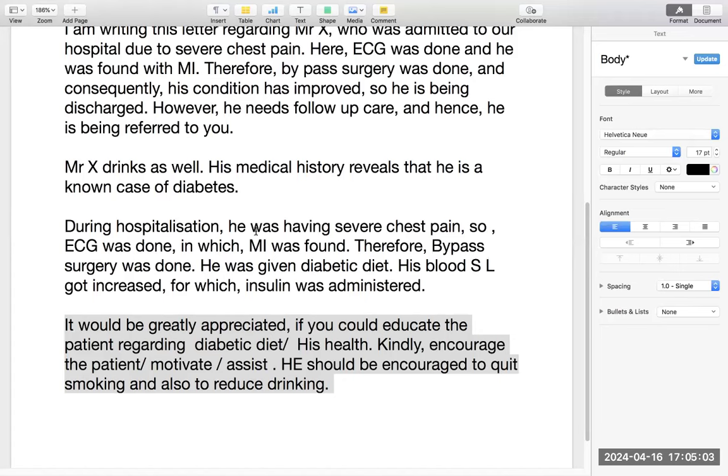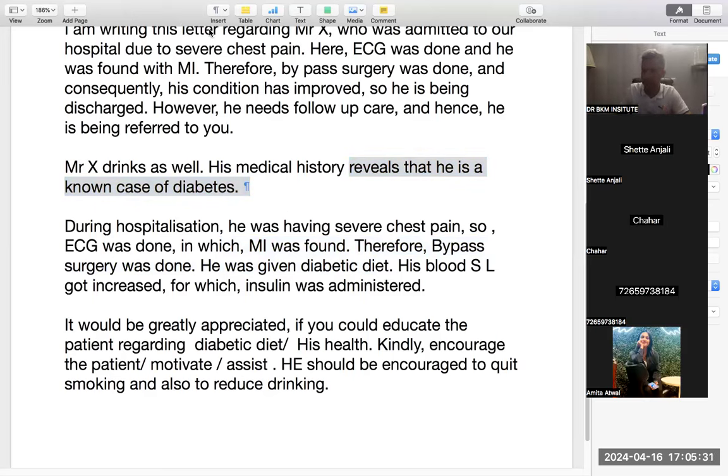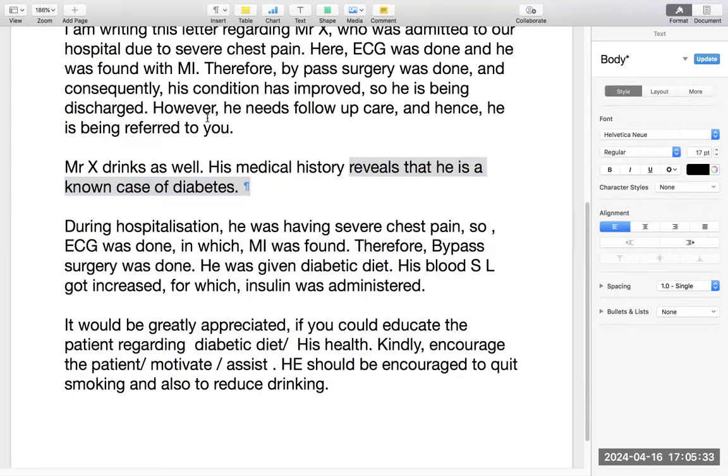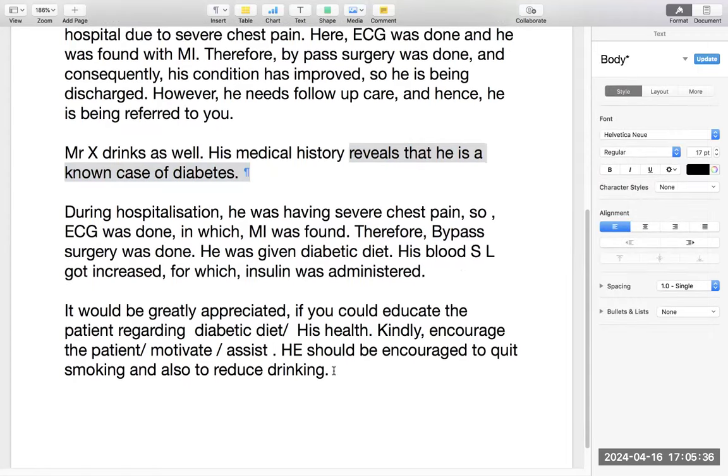Suppose even if I talk about during hospitalization, if I talk about this line, he was given diabetic diet. Because in the discharge plan, it was mentioned that the nurse has to take care of diabetes. That is why we mentioned that even during hospitalization, we took care of the diabetic diet. And the same thing has to be written in the social history, that patient is a known case of diabetes. Means everything is connected with the discharge plan. Every single thing is connected with the discharge plan. So the whole data selection will be dependent upon this paragraph.